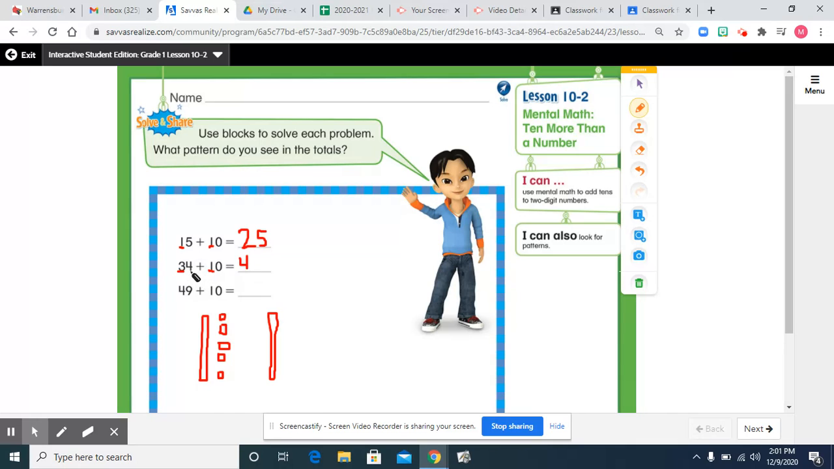And then we'll look in the ones place. There's a 4 and a 0. And we know that 4 plus 0 equals 4. So 34 plus 10 equals 44.